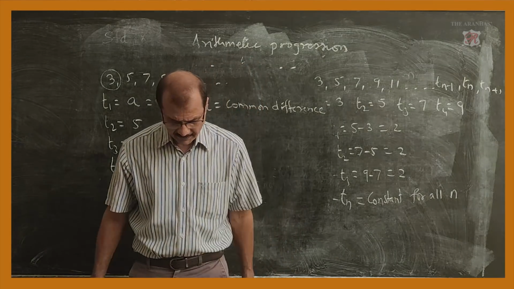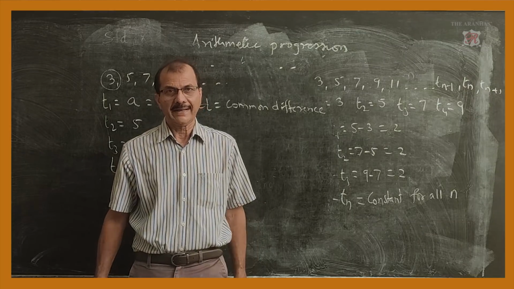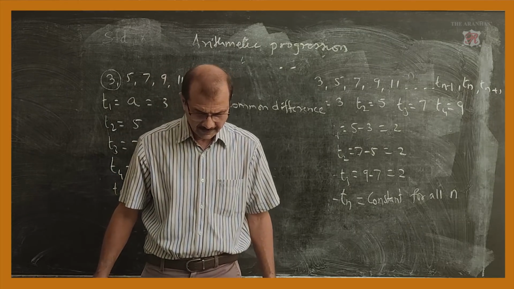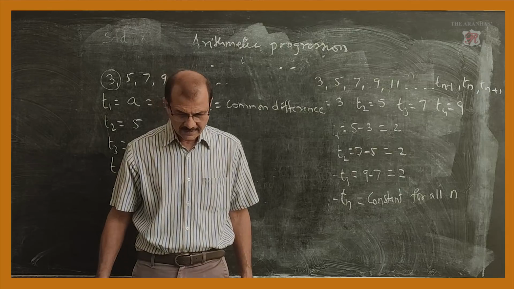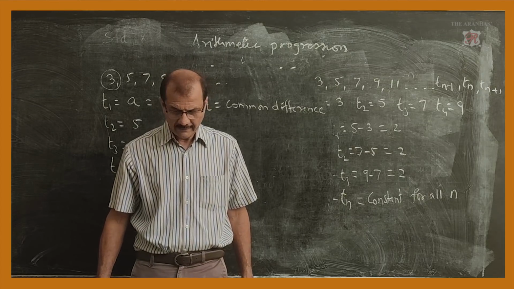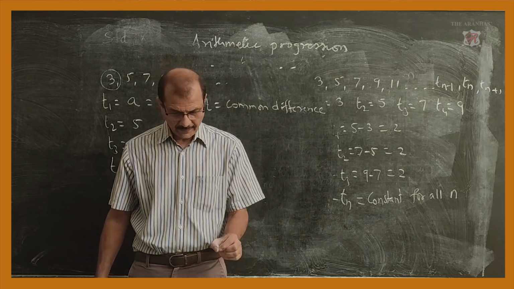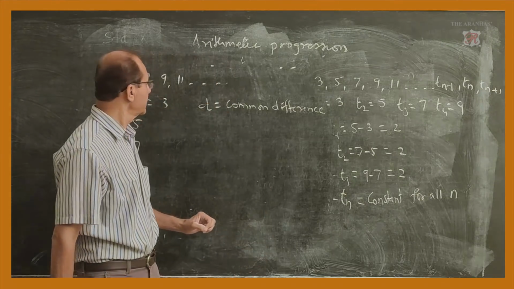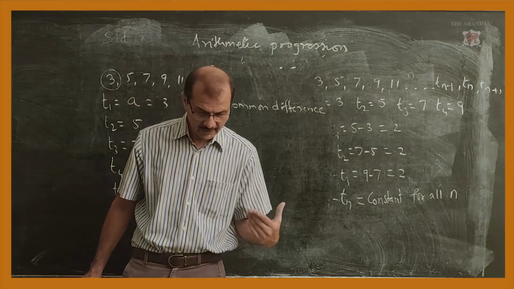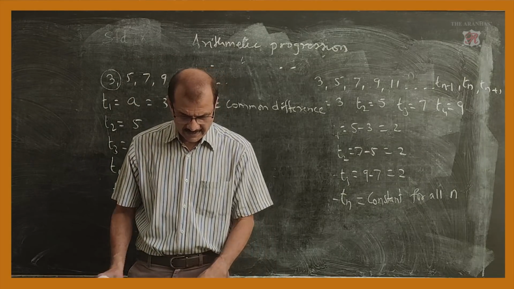See, open to page number 61, practice set 3.1. So which of the following sequences are AP? If they are AP, find the common difference. Now 2, 4, 6, 8, that is the first sum which I already did. Now check for the second one.